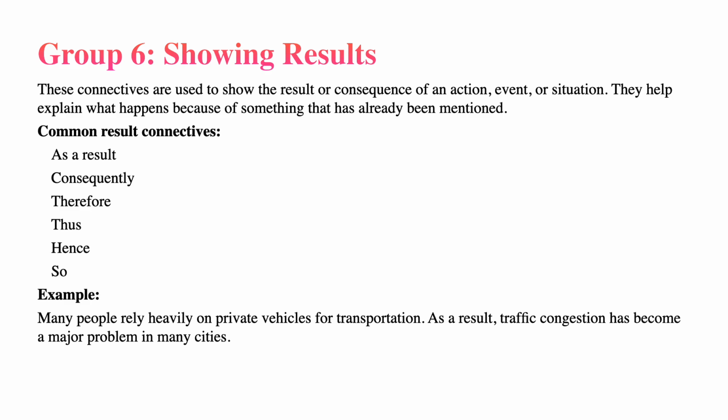Many people rely heavily on private vehicles for transportation. As a result, traffic congestion has become a major problem in many cities. In this example, the first sentence describes the cause. Many people use private vehicles. The second sentence shows the result, increasing traffic congestion. The connective as a result clearly links these two ideas together.